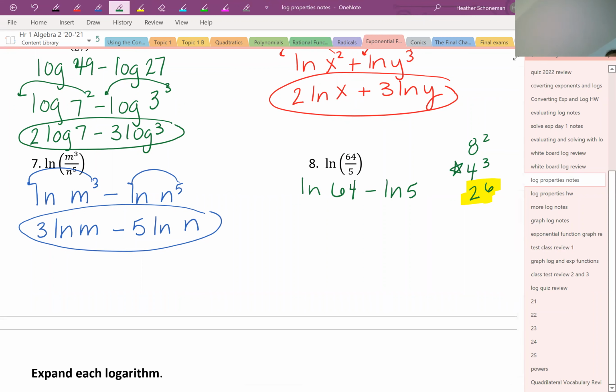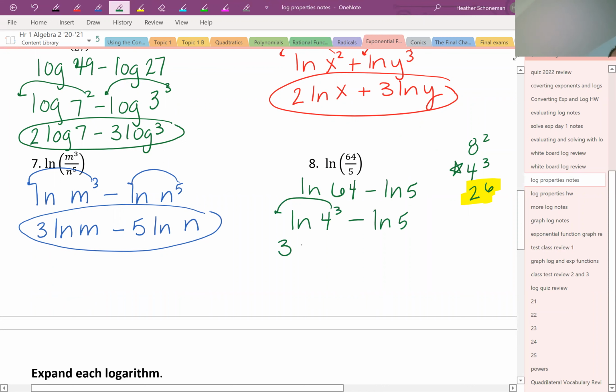So if I rewrite natural log of 64 as 4 to the 3rd minus the natural log of 5, then I'm going to move the 3 out front. So it's 3 times the natural log of 4 minus the natural log of 5. But you stop and you're like, whoa, 4 I can rewrite. 4 I can rewrite as 2 squared. So I have the natural log of 2 squared minus the natural log of 5. Move this out front. When I move it out front, I have to multiply it. So 3 times 2 gives me 6 natural log of 2 minus the natural log of 5.